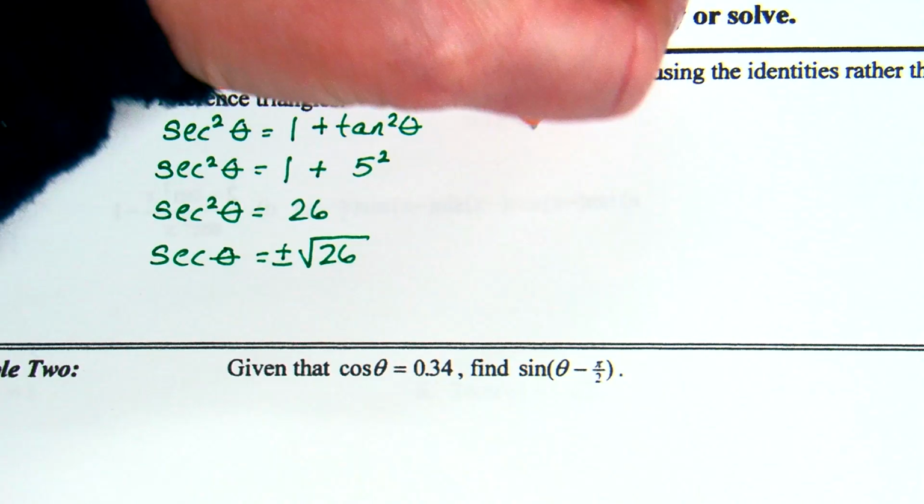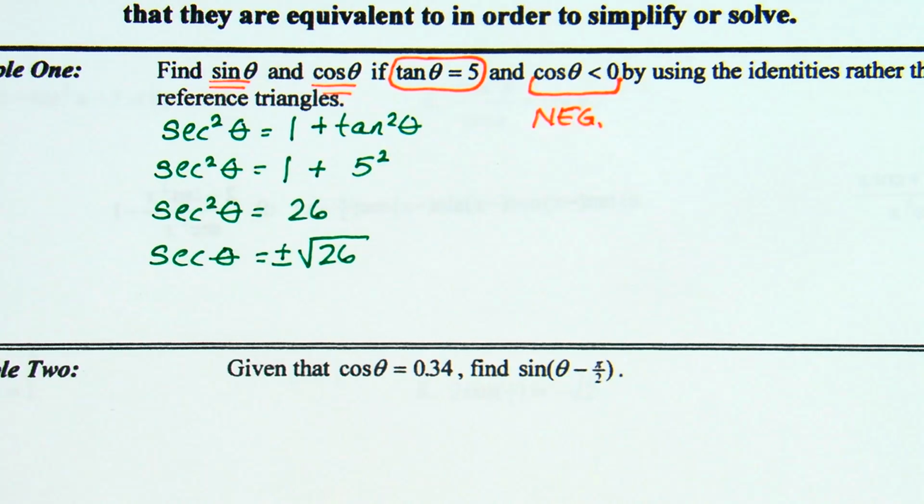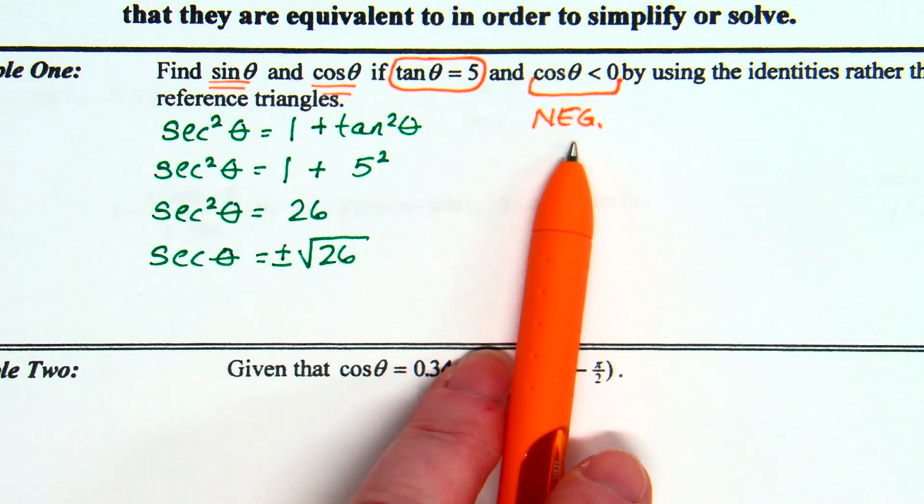So what is our other piece of given information here? Cosine is less than 0. That is code for saying that cosine is negative, right? You guys have learned that code along the way. If they say something's less than 0, that's them trying to tell you it's negative. But they won't just come out and say that.